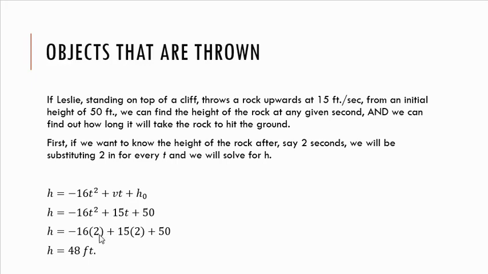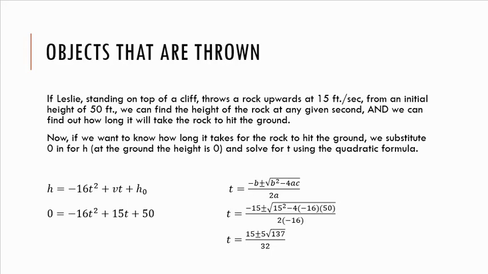And then if I solve this out, negative 16 times 2 is negative 32, plus 15 times 2, which is 30. So negative 32 plus 30 gives me negative 2. And negative 2 plus 50 is 48. So after 2 seconds, exactly 2 seconds after Leslie throws the rock straight up, the rock will be 48 feet off the ground.